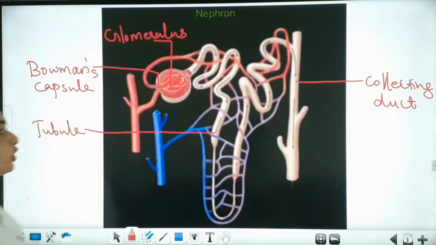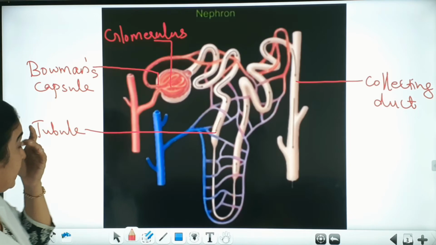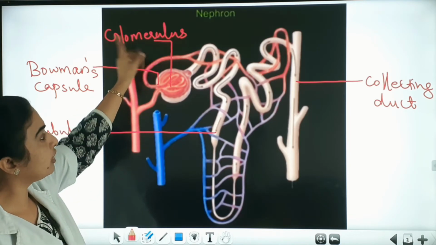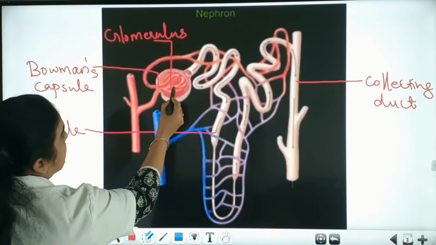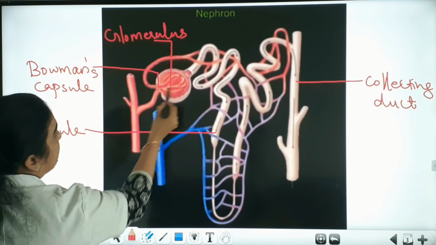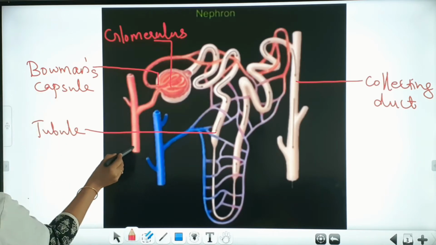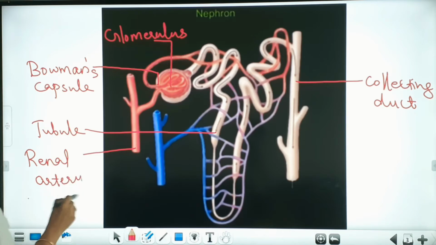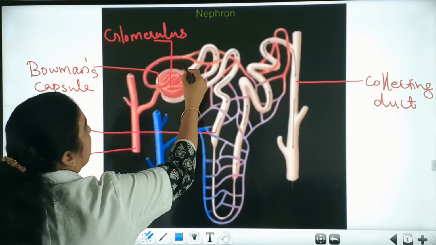Glomerulus, plural glomeruli. Inside the Bowman's capsule, we can see a bundle of blood capillaries called the glomerulus. One end of the glomerulus is connected to the renal artery. This is the renal artery. And the other end of the glomerulus comes out here.